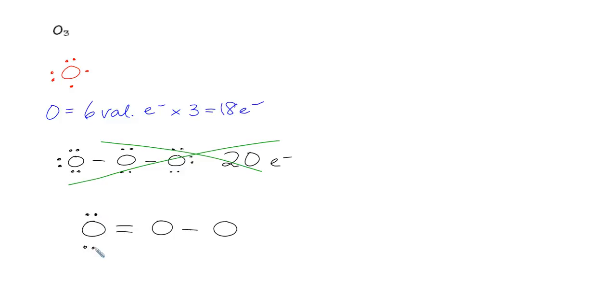In the center, this guy's already got 2, 4, 6. There's 8. 2, 4, 6, 8. 4, 6, 8, 10, 12, 14, 16, 18. There it is. There's the correct Lewis structure for ozone.